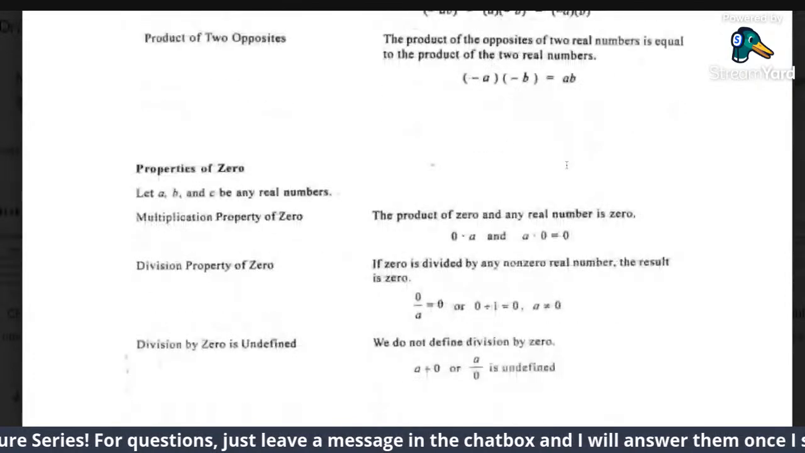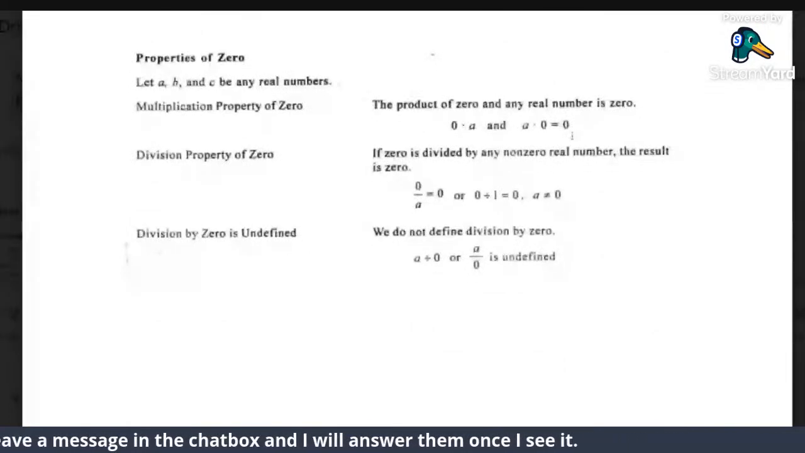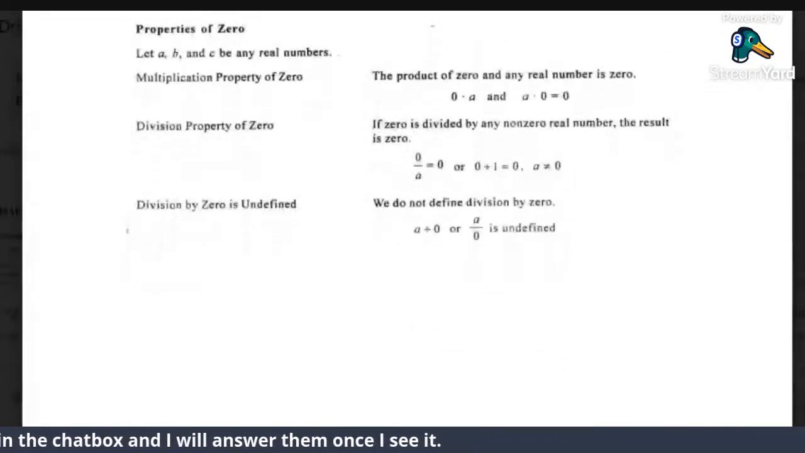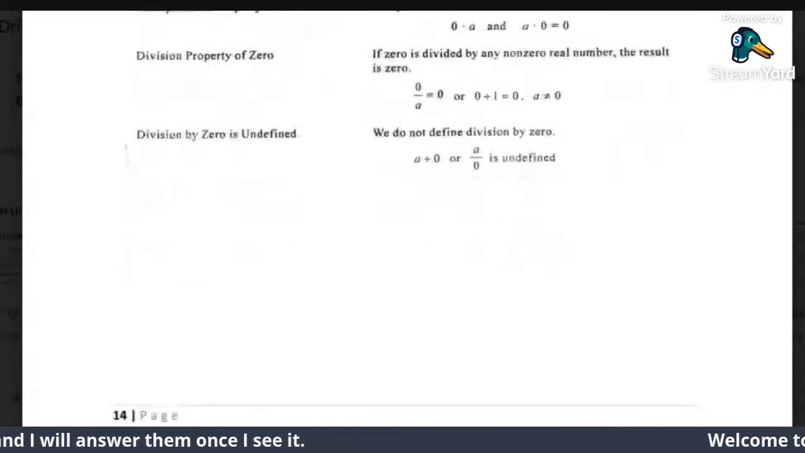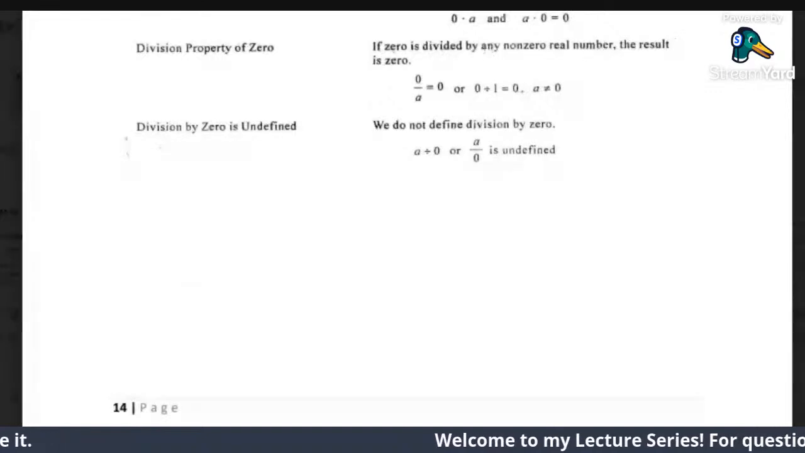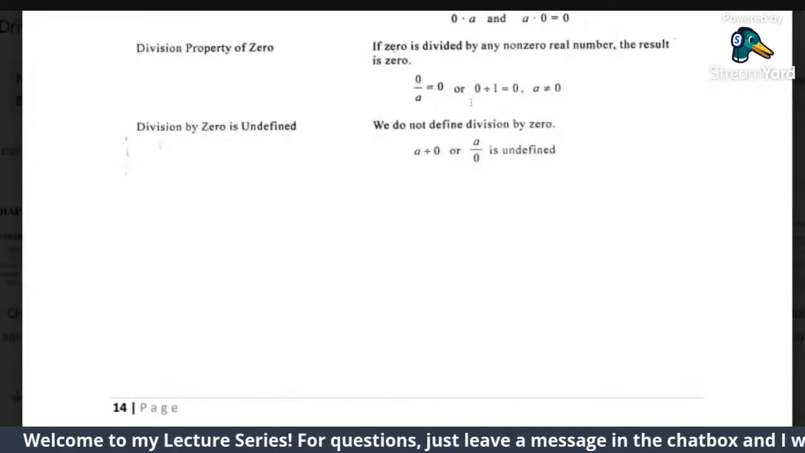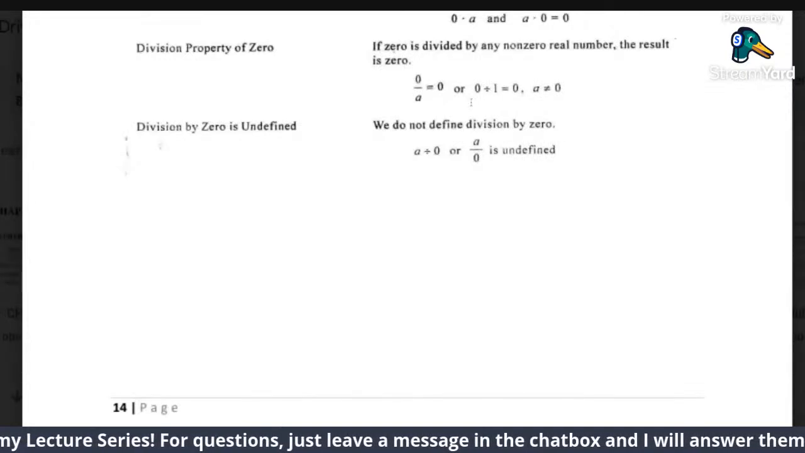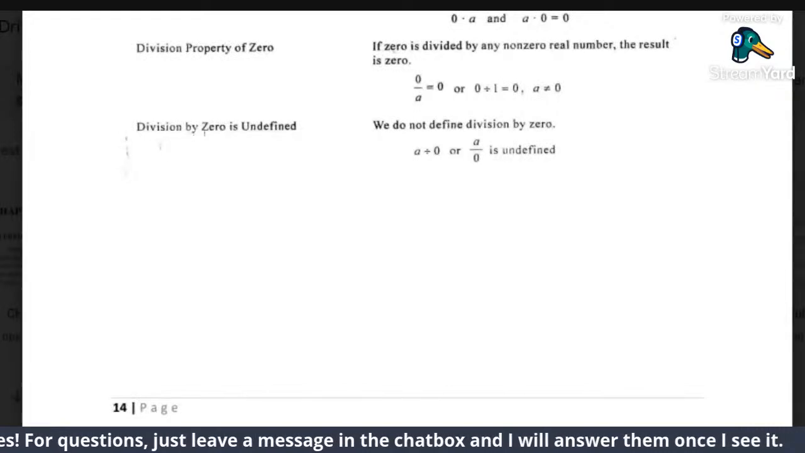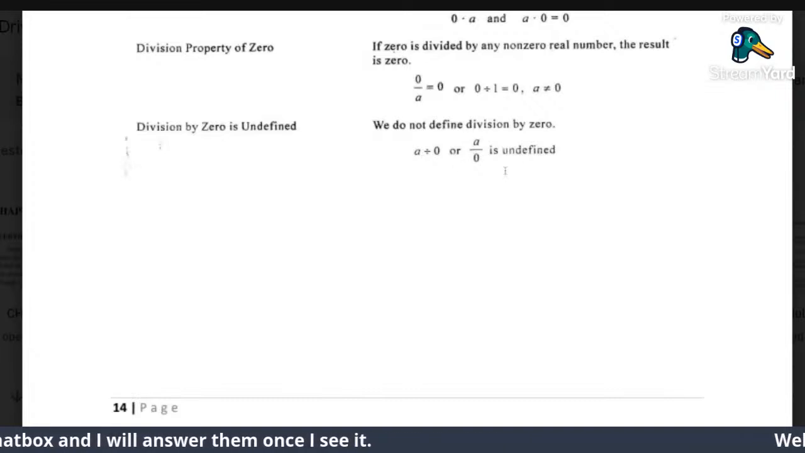Properties of zero. The product of zero and any real number is zero. We mentioned that: the multiplication property of zero. Division property of zero: if zero is divided by any non-zero real number, the result is always zero. So 0 over A, or 0 over any number except 0, is 0. Division by 0 is undefined. We do not define division by 0. So A divided by 0, or A over 0, is undefined.